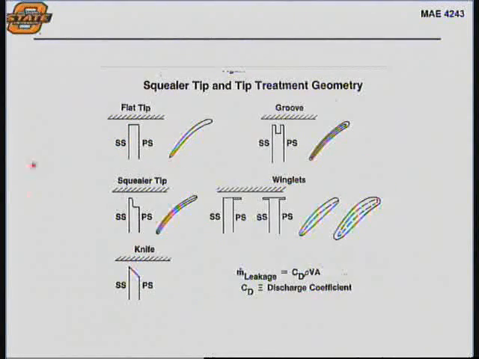So people started looking at different ways of handling the tip. All these different shapes, the squealer tip, the knife edge, the groove, the winglets, all of these things were tried to reduce the amount of loss from flow coming from the pressure to the suction side as it rotated around. It essentially comes down to trying to reduce the discharge coefficient of the flow through this gap.